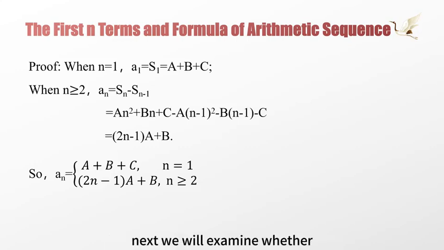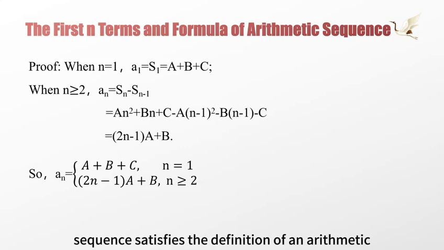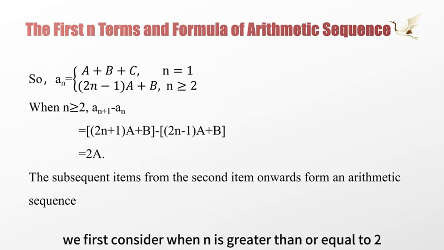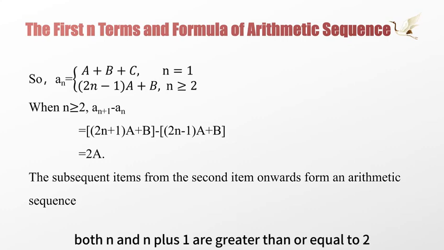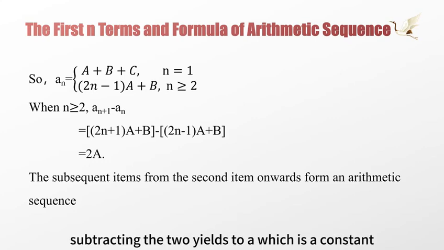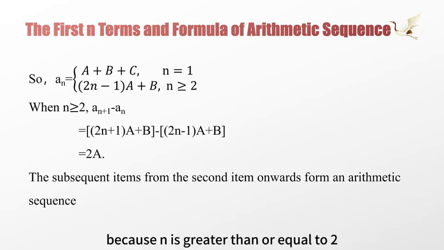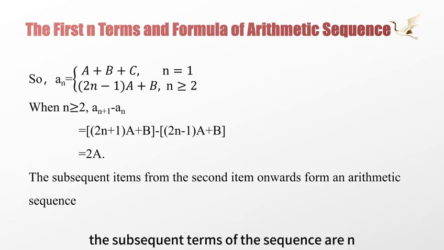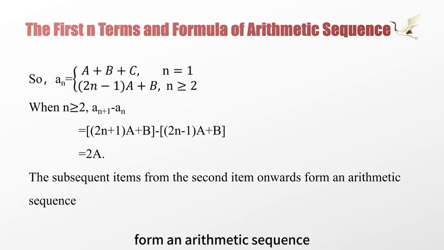Next, we will examine whether this sequence satisfies the definition of an arithmetic sequence. Since the general formula is piecewise, we first consider when n is greater than or equal to 2. At this point, both n and n plus 1 are greater than or equal to 2. a_(n+1) is equal to (2n + 1)a + b, and a_n is equal to (2n - 1)a + b. Subtracting the two yields 2a, which is a constant. Because n is greater than or equal to 2, this indicates that the terms of the sequence a_n from the second term onwards form an arithmetic sequence.